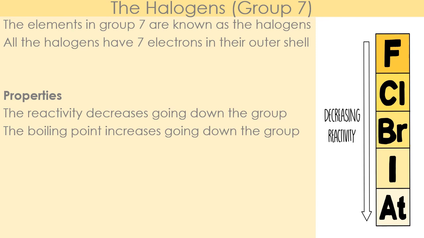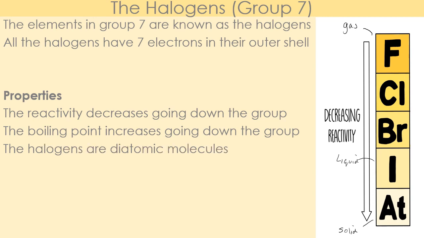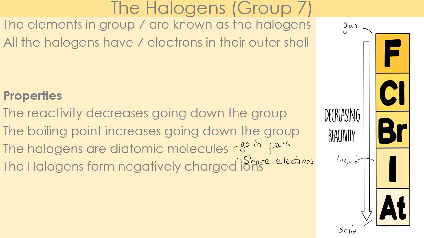So fluorine, as we find it in room temperature, is a gas. Iodine has become a liquid. And astatine is a solid. Chlorine and bromine are that gas as well. Now they are diatomic molecules. This means they go in pairs. The reason they go in pairs is because they want to share electrons. They will share 1 electron from their outer shell each to make sure that they are then stable. And they will form negatively charged ions with a -1 charge.